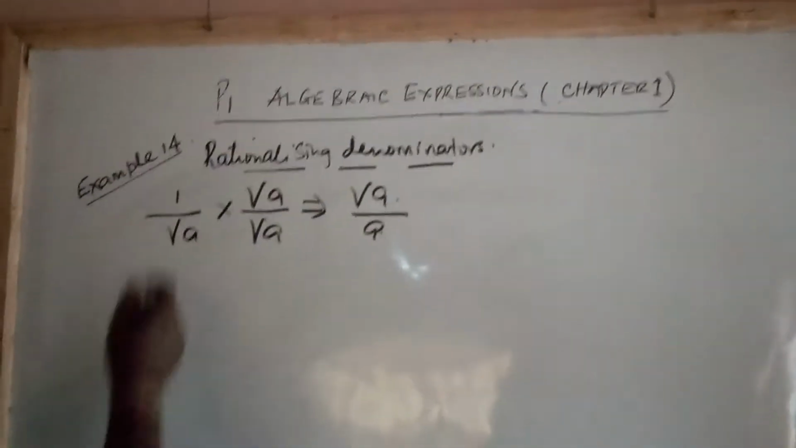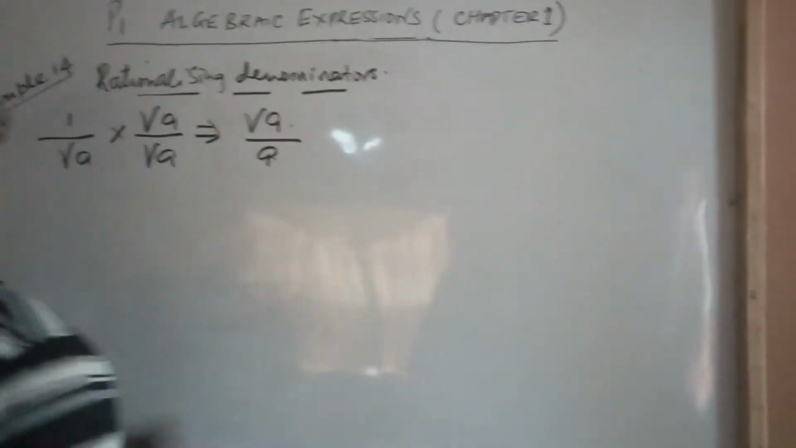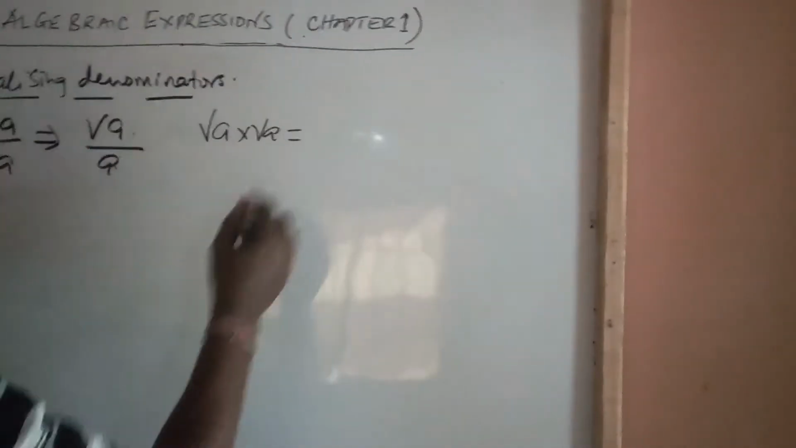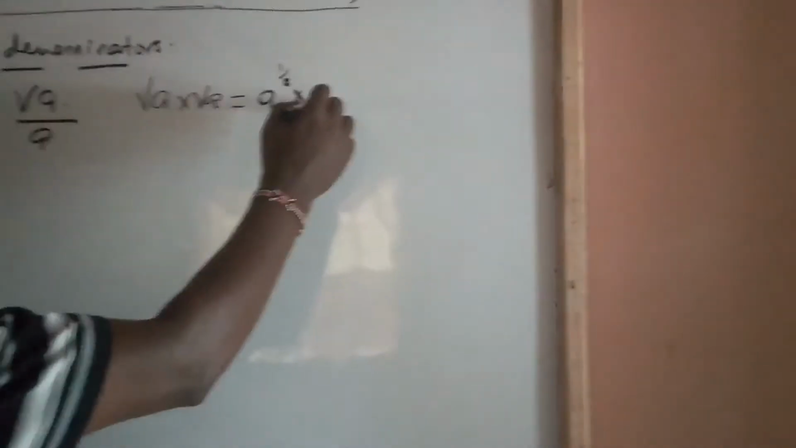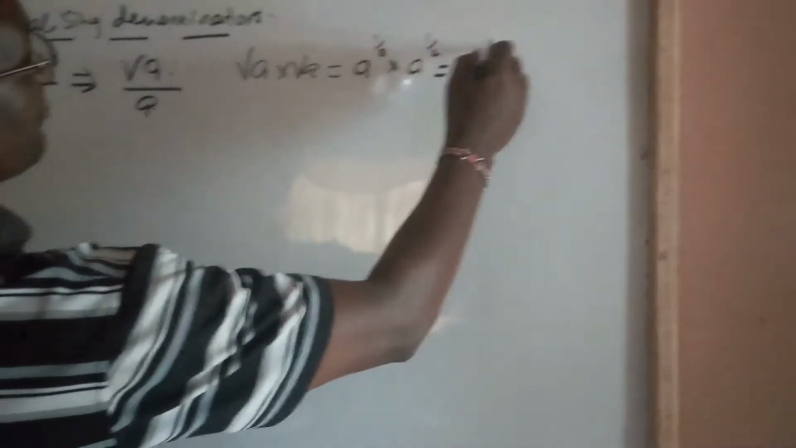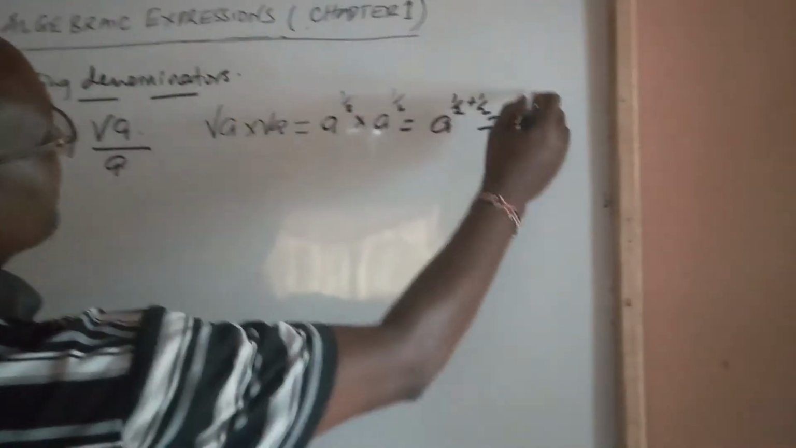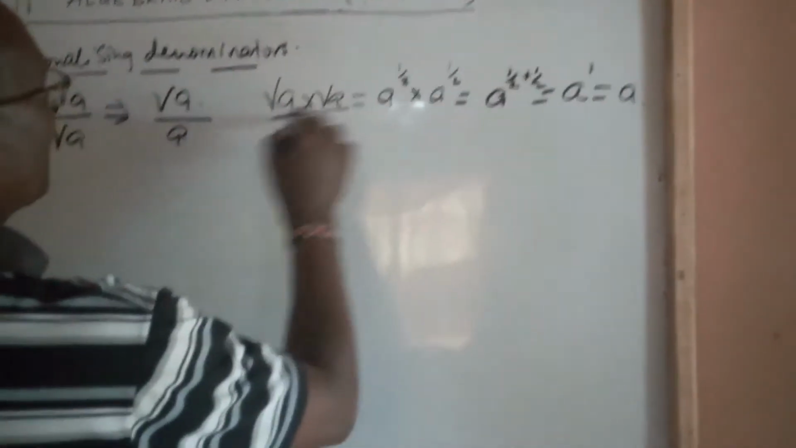But how is root a times root a equal to a? Let's go back to what we understood in the surds. Root a times root a is the same as a raised to power a half times a raised to power a half, which is the same as a raised to a half plus a half, which is the same as a raised to power 1, and this is a. So that is how this ends up being a.